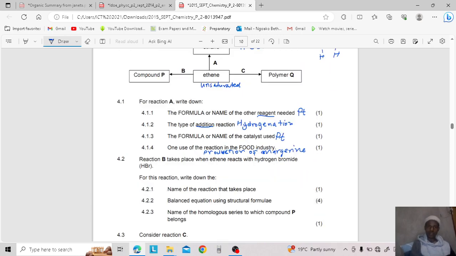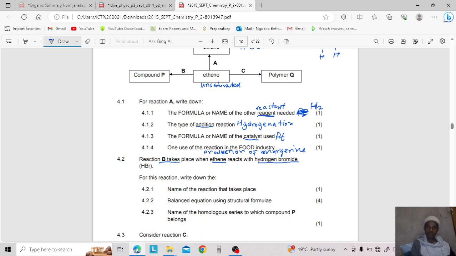Right, reaction B takes place when ethene reacts with hydrogen bromide. So the first one, the name or formula of another reagent, which means they're saying other reactant. We used to say reactant, it is not a reaction condition. So another reactant, it means it must be H2, the formula, or the hydrogen gas. That will be the name.